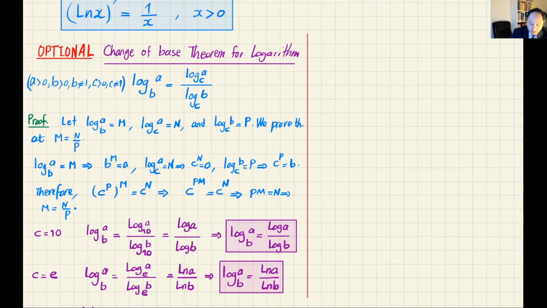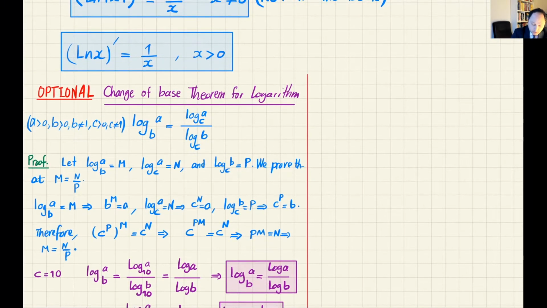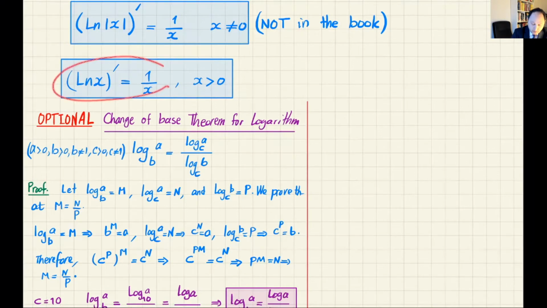Now let me ask this question. So here you see that I have a formula for the ln of x prime. Ln is just a particular logarithm in which the base is equal to e. But what happens if I do not have the same base e? I have a different base. So what can I do?